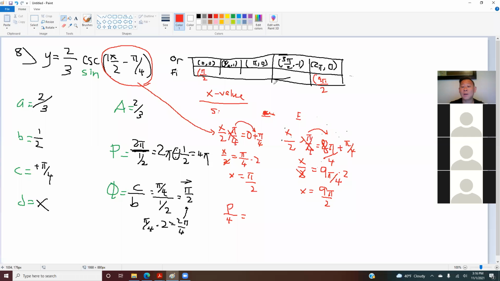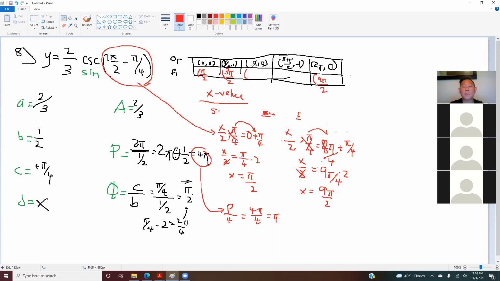And then what we need to add on to it is to take the period divided by 4. And the period we found early on is 4 pi. So 4 pi over 4, you get pi. So pi over 2 plus pi, so you would add pi in this case, is 3 pi over 2.